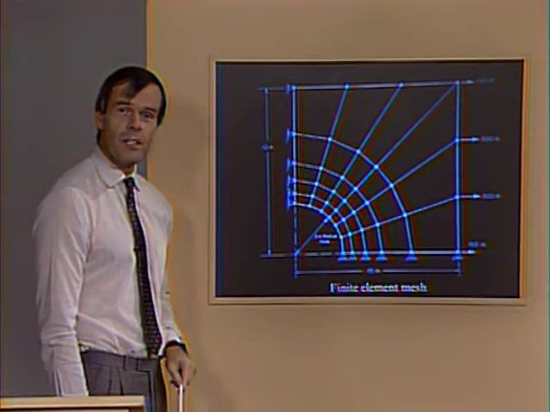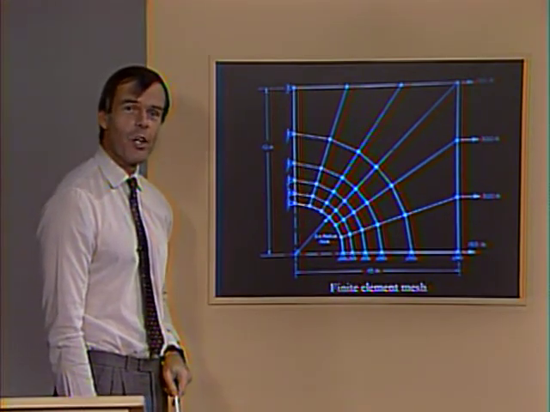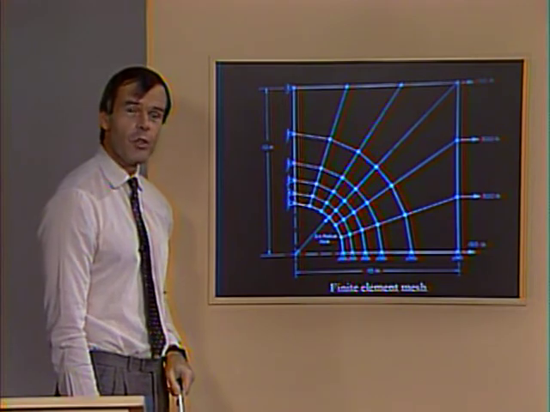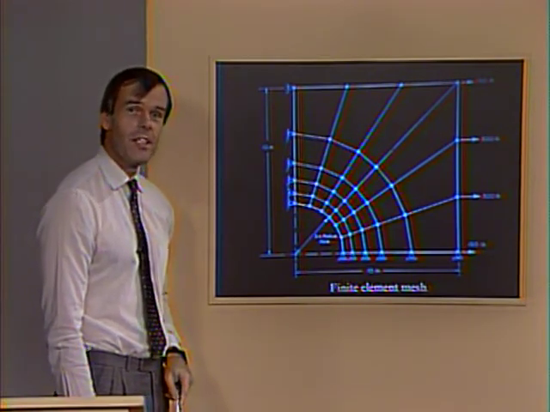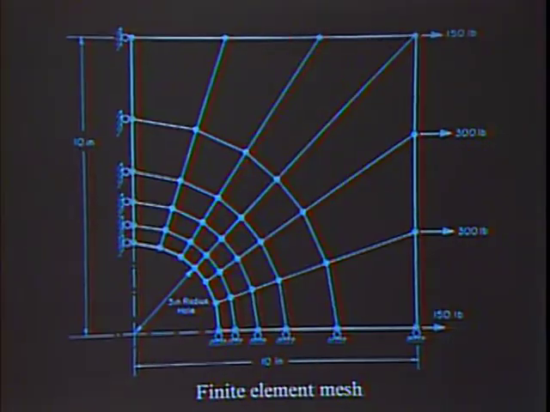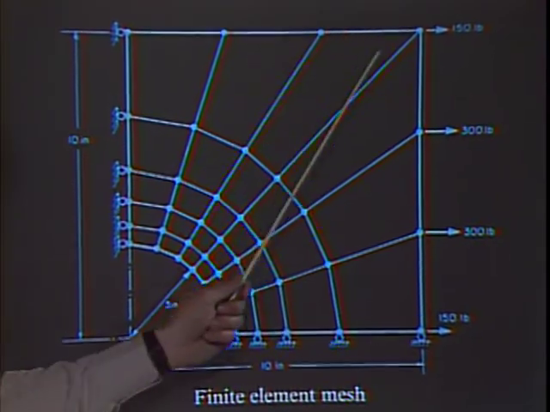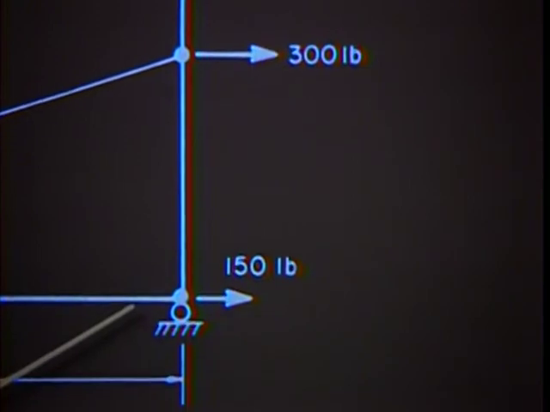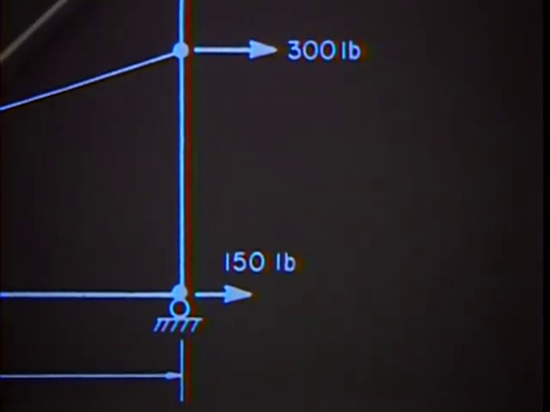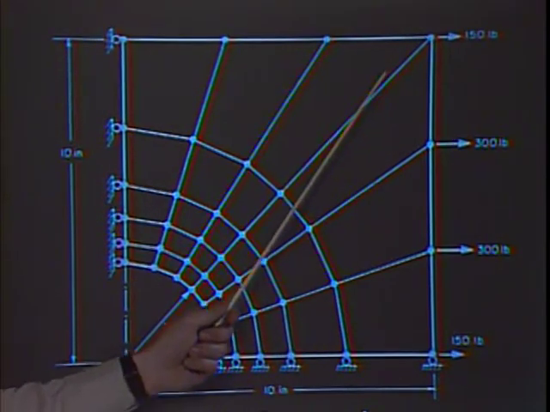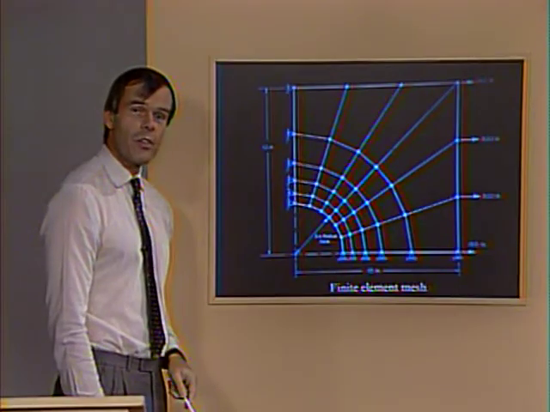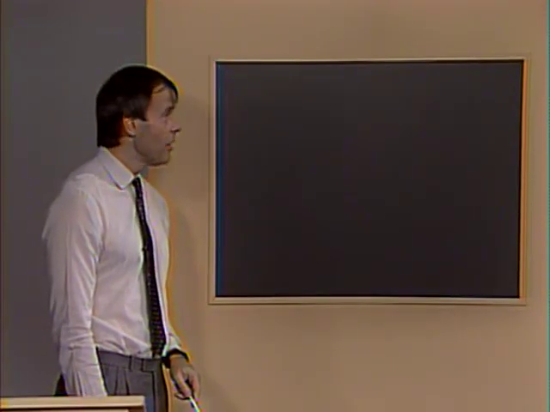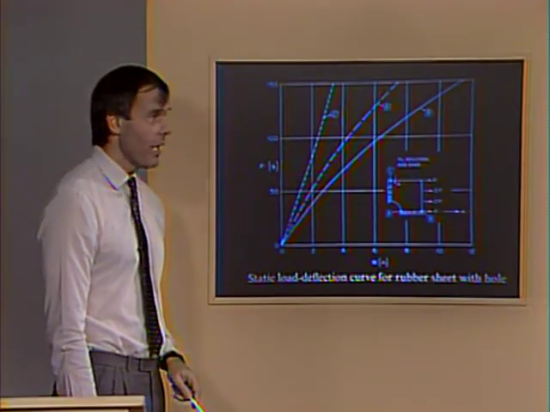We only needed to model 1/4 because of symmetry conditions. Notice we used 4-node elements in this mesh, and that the distributed pressure on this right-hand side is modeled by concentrated loads at these nodes. The next slide shows now the solution results that we obtained.